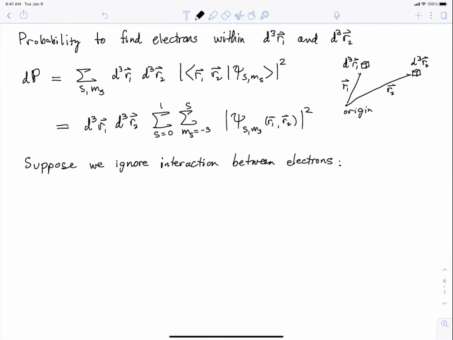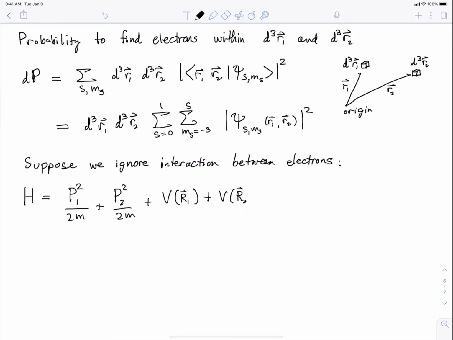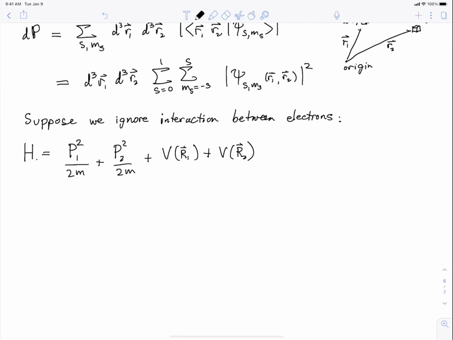is, remember, it has to be symmetric under interchange of our 2 labels. So it's going to look something like this. I'm not including an interaction that goes like R1 minus R2, even though it's there. So maybe I should call this my unperturbed Hamiltonian. Okay, and then we want to find the eigenstates of this.